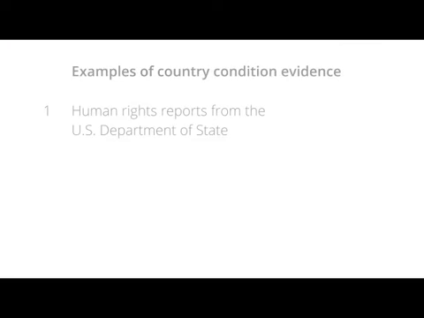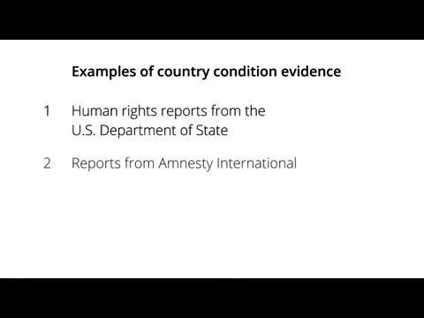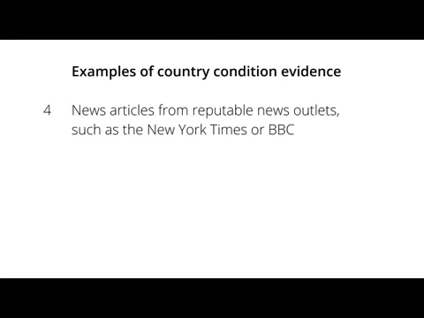Examples of country condition evidence include human rights reports from the U.S. Department of State, reports from Amnesty International, reports from Human Rights Watch, news articles from reputable news outlets such as the New York Times or BBC, or scholarly articles.